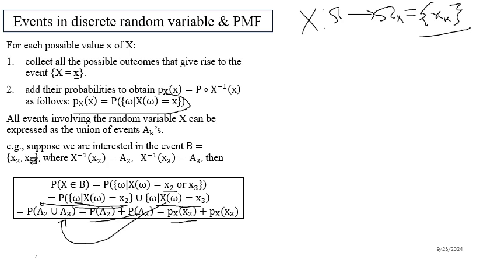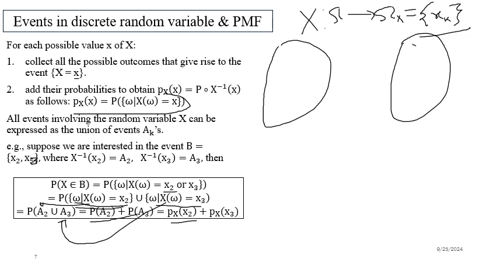See here the partitioning approach. If you look back at the pre-images of each value of the random variable, then these introduce a partitioning in the sample space. Just see this pattern. You have X1, and the inverse image of X1 you call A1. The inverse image of X2 is A2, and likewise Xn will map to An. So here we are getting a partitioning approach.